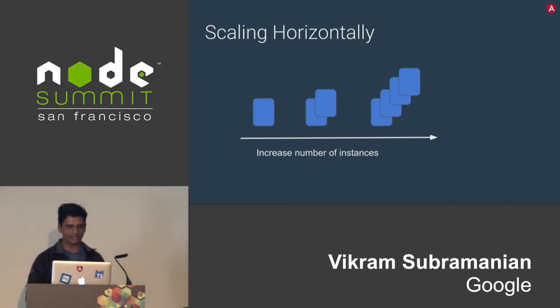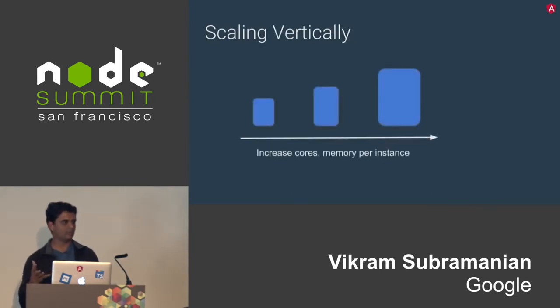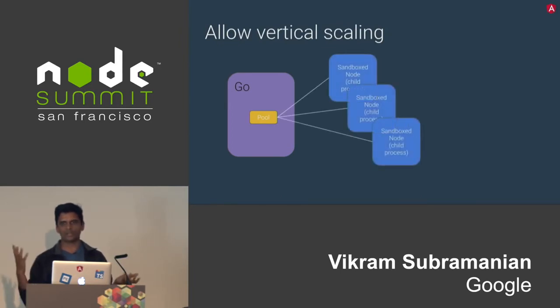But the other kind of scaling available was increasing the number of cores or memory available to a single instance. And since we are still single-threaded, even though the system would give us more cores or memory, we weren't in a position to make use of it. So at this point, we essentially looked at how to make use of local cores if more is available. So we did the simplest thing of essentially just spawning a lot of Node processes from the same renderer process.